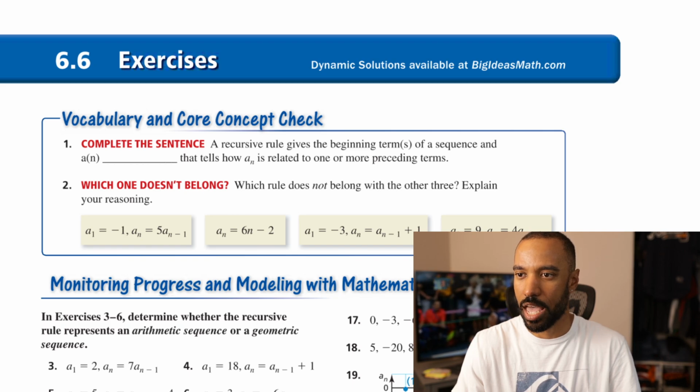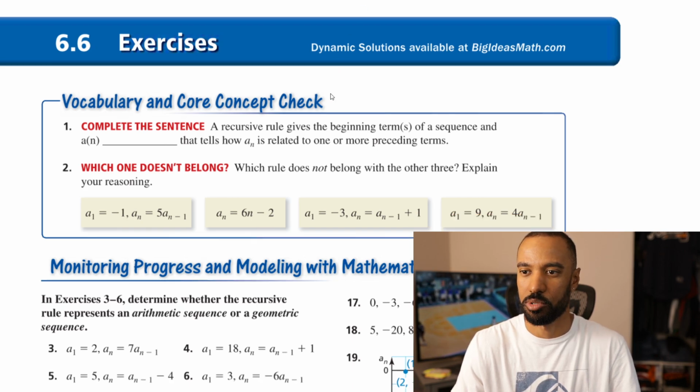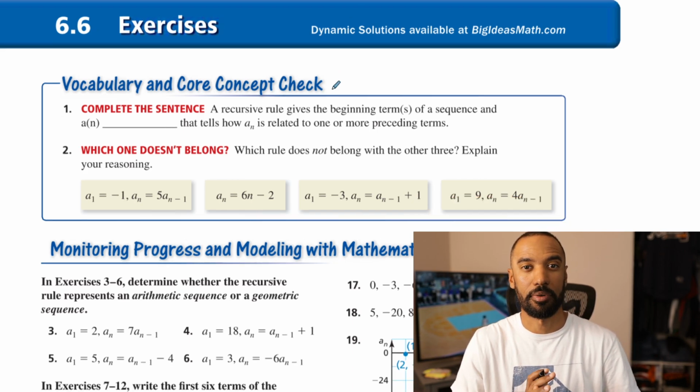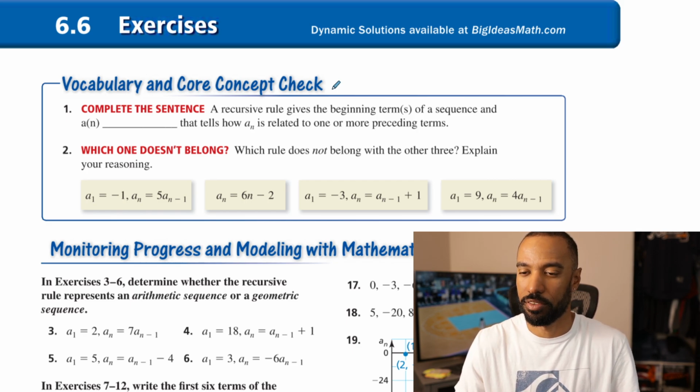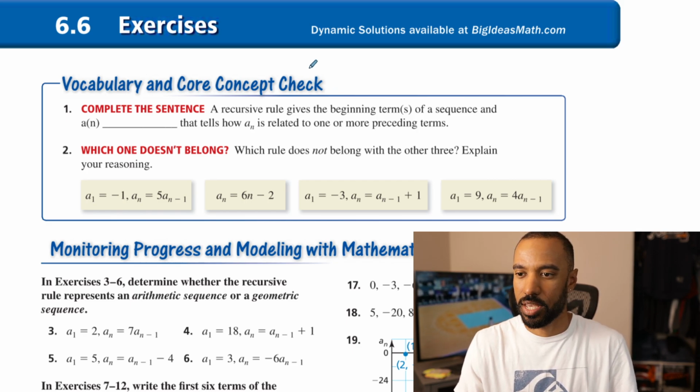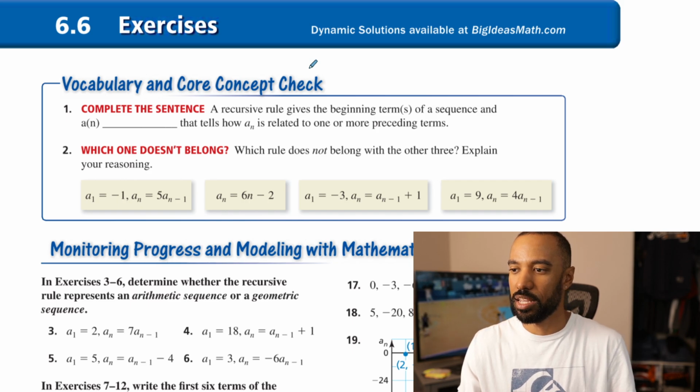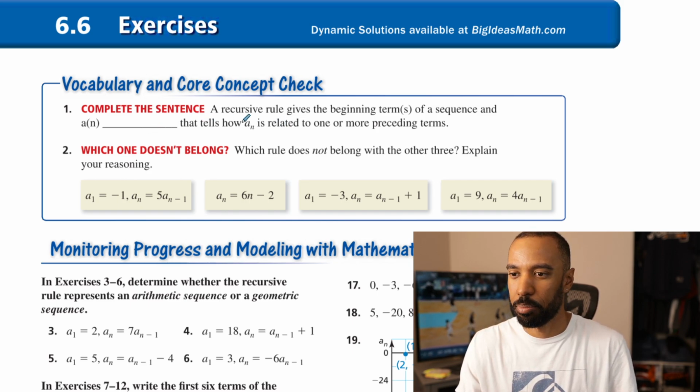Let's now go to the vocabulary and core concept check, numbers 1 and 2. We're going up to problem number 59 in this set, I believe it is. Number 1, complete the sentence. A recursive rule gives the beginning terms of a sequence and a blank that tells how this is related to one or more preceding terms.